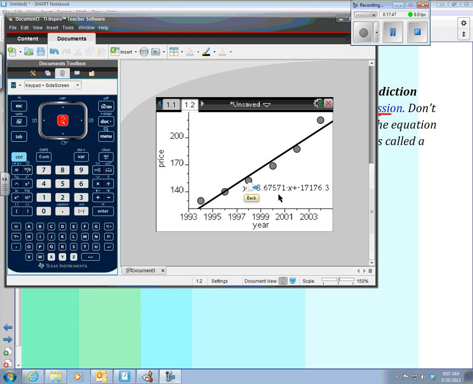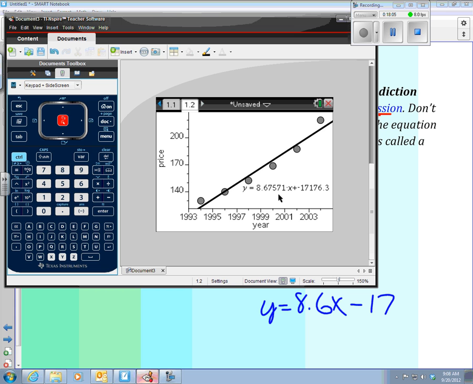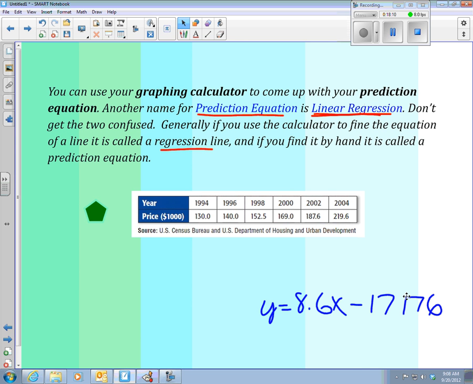You can see that this is our slope, 8.67 roughly, and the y-intercept is negative 17,176. It's not the exact same thing that I had, but it's actually pretty close. The deal is, if you plugged in that same year, you'd probably get pretty close to the same thing. The slope is positive. That's the main thing. You can see the y-intercept is negative. Those are two things I check to make sure are right. And the slope's 8.6. It's really close to what I had.